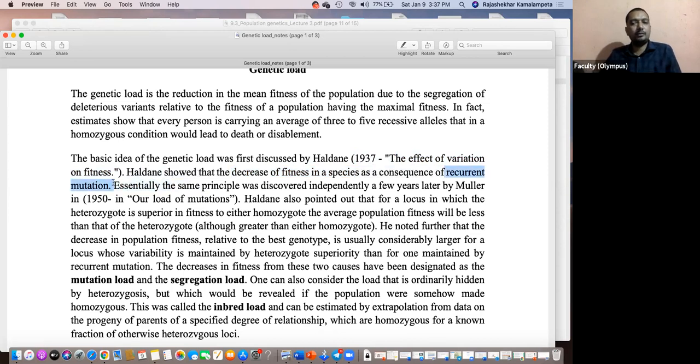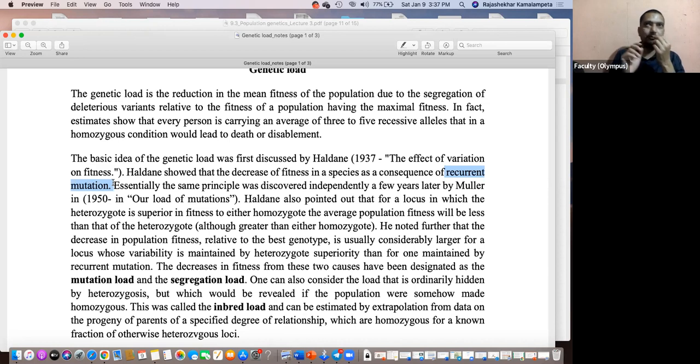Recurrent mutation means a mutation that keeps happening. Because imagine if one particular person receives a mutation, right? What happens? He may pass that on to the next generation. Eventually, if that mutant is detrimental, either it gets eliminated or at least for some duration, it gets maintained. Correct? So what happens if this gets maintained? You notice that burden on the population.